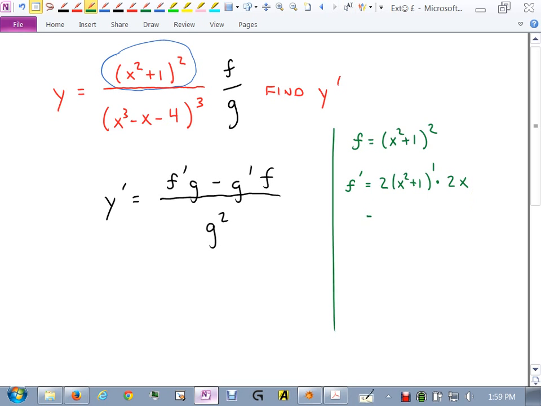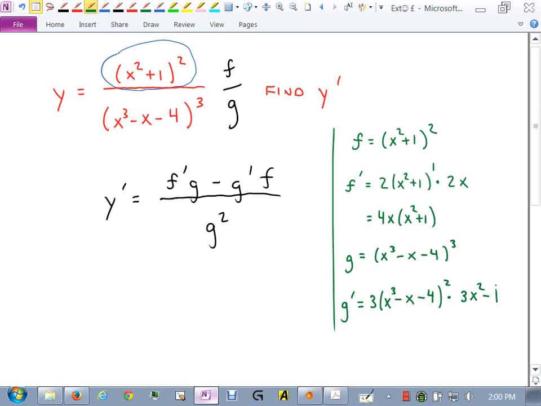Let me clean it up. 4x times x squared plus 1. Okay, I'm going to have to do something similar for g. So let's write down what g is. G is x cubed minus x minus 4 cubed. And that means the derivative of this will be 3 times the inside, x cubed minus x minus 4 squared, times 3x squared minus 1.